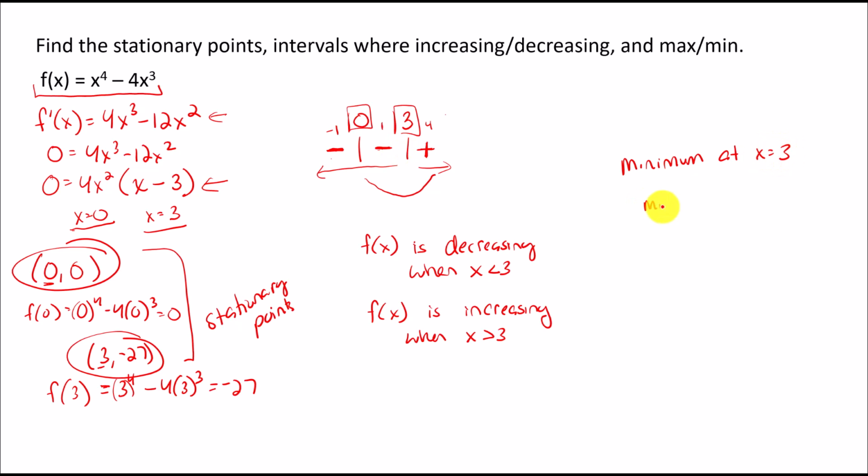Now our minimum value, if we were asked for that, is the y value that goes with that 3, which is -27. But you can memorize the rule that when we change signs from negative to positive at a stationary point, that's a minimum. Or you can just kind of know what's happening with your graph. If our derivative is negative, my graph is decreasing and then increasing. And so I know that that was a minimum.